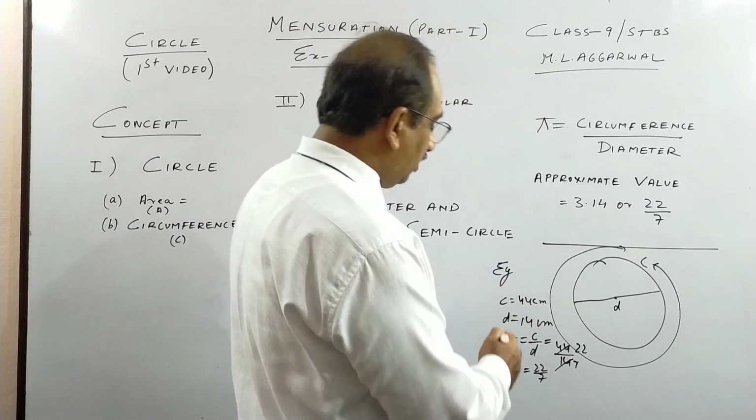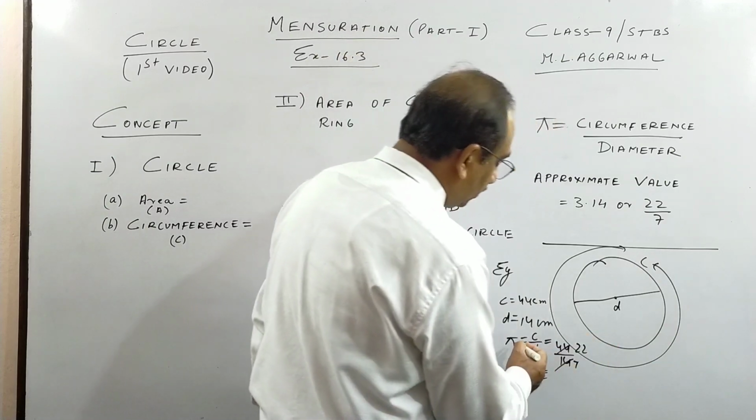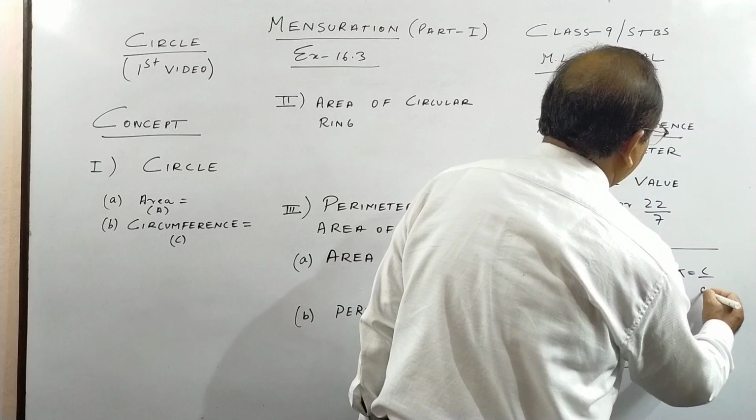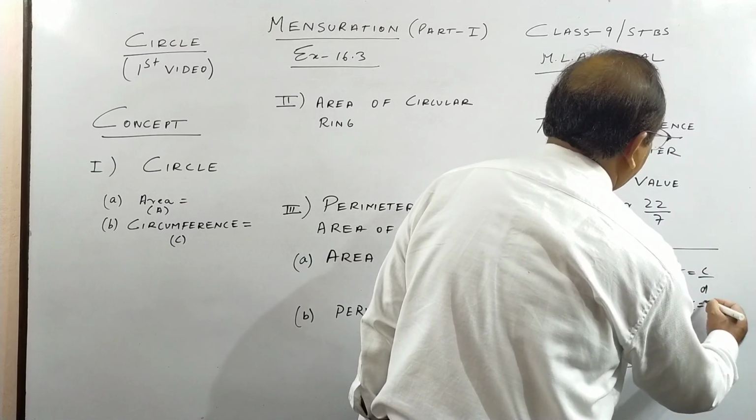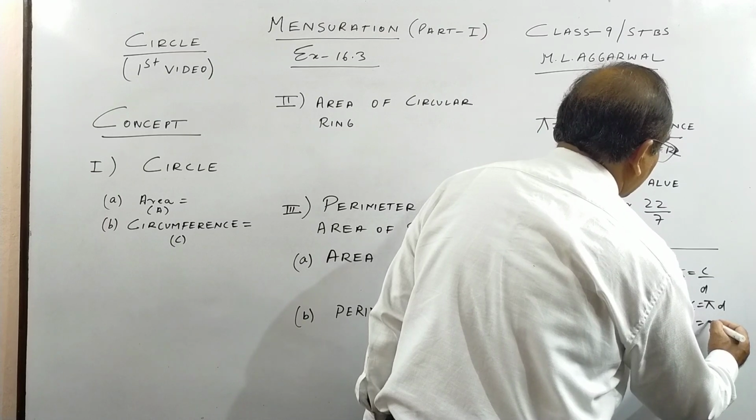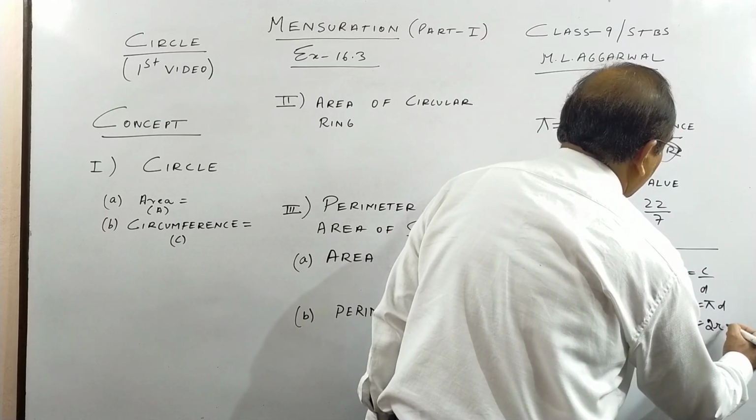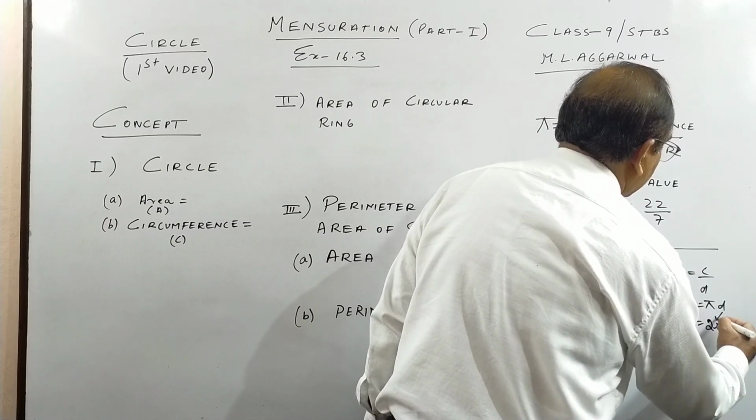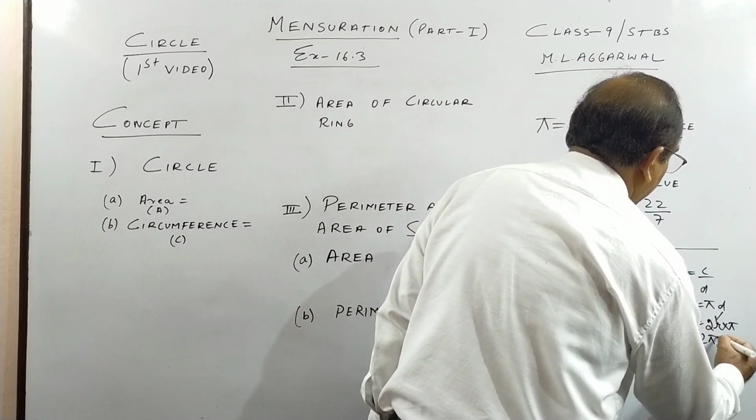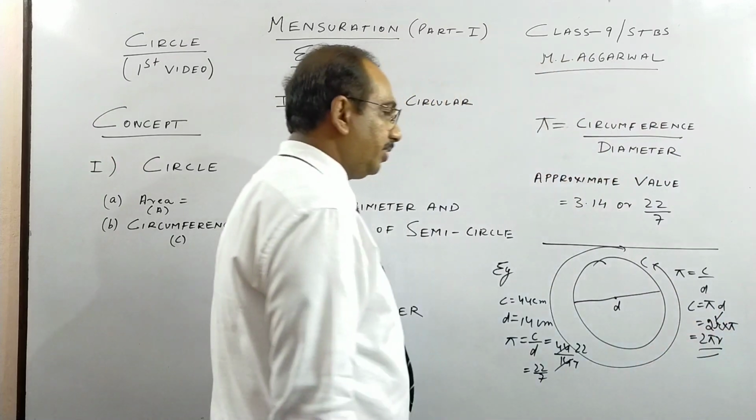So remember, here we get one formula. Pi is C by D, so we get circumference as pi D. And D, if you write it as 2r, we get 2r into pi, because D is twice radius, so we get 2 pi r as circumference of the circle.